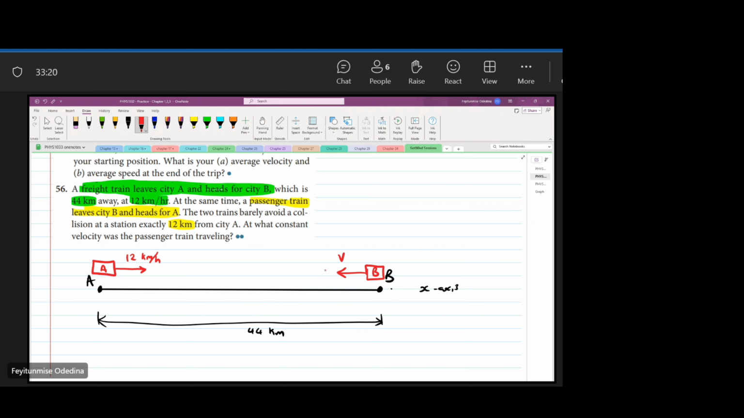So this is what we have. This is the initial condition. Two trains, one has the unknown velocity, the other one is at 12 kilometers per hour, and they're 44 kilometers away from each other. Now, the second phase or the second stage of this question is that the two trains barely avoid a collision 12 kilometers away from city A. So that means at 12 kilometers, they basically met each other.